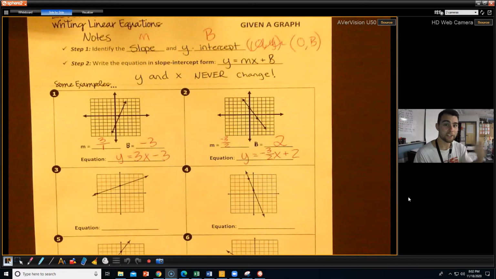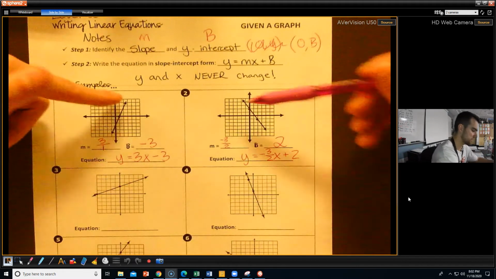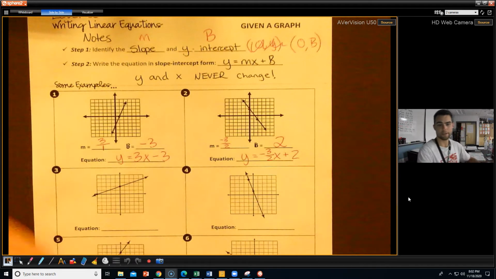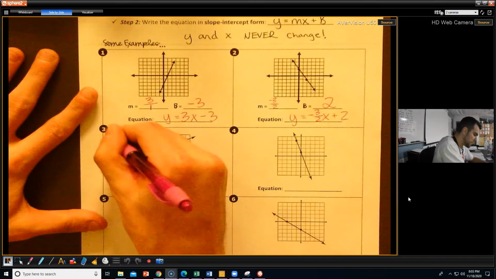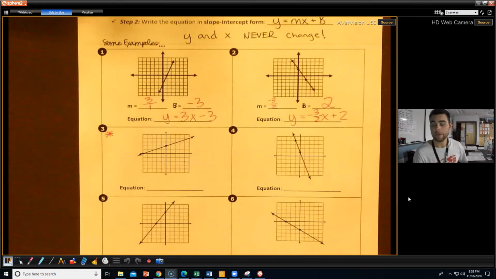It's finding your slope, finding your y-intercept, and then just plugging it into the formula. And that formula represents the equation of this line. Okay. So I would like you guys to try number 3 on your own. Give it a shot and go. All right, we're back. Let's see what you guys came up with.